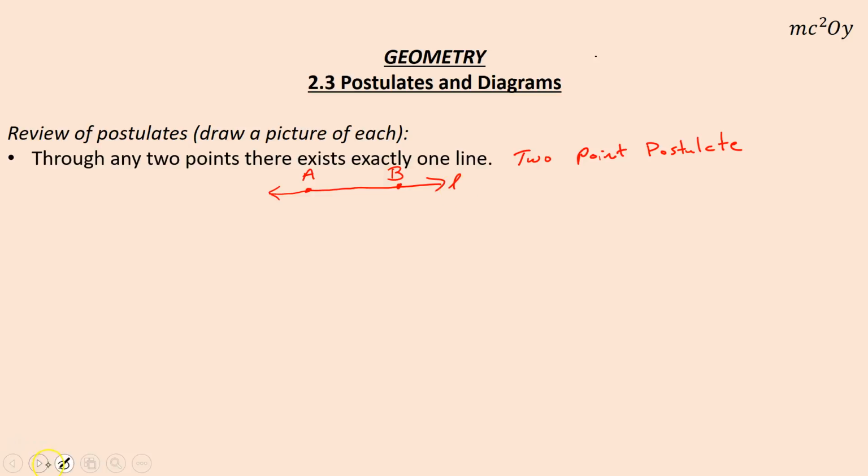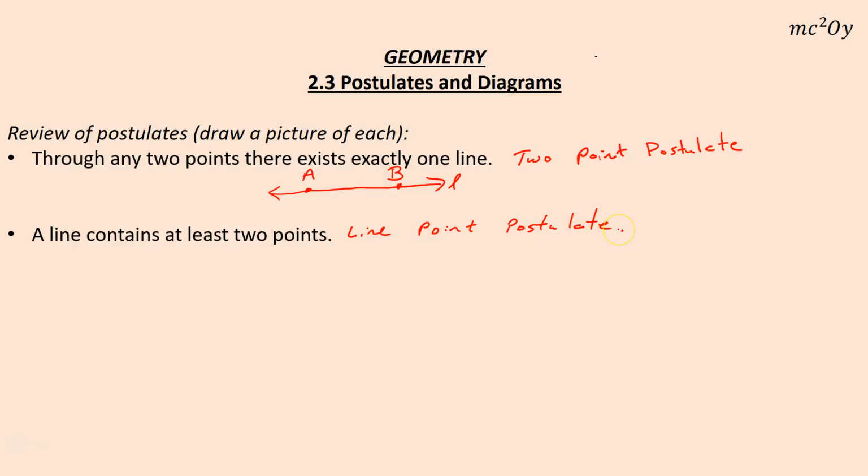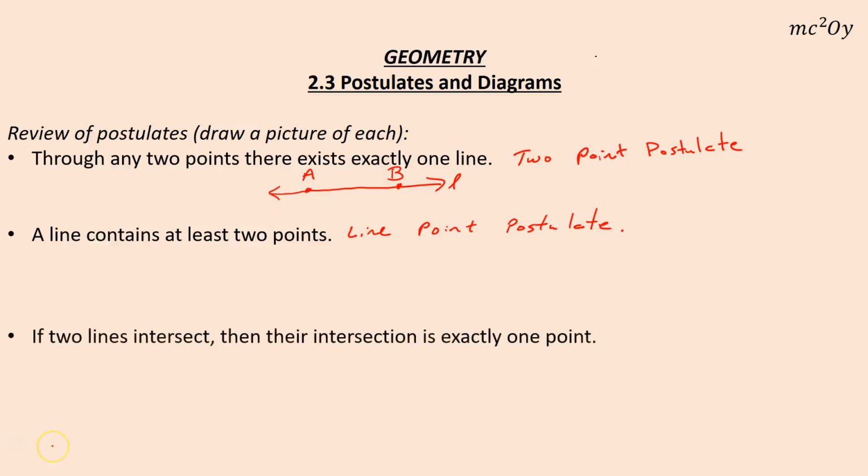All right. Another one that kind of goes with that is called the line point postulate. All right, and the line point postulate says a line contains at least 2 points. So line L contains points A and B. Now it could have more points, however, it contains at least 2 points. All right. So things that we've talked about.